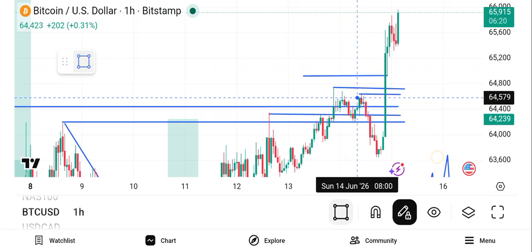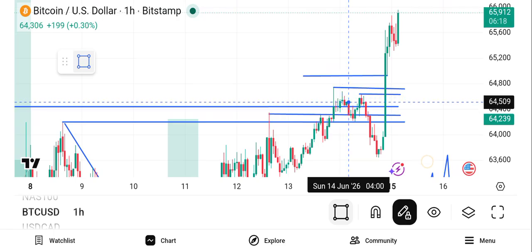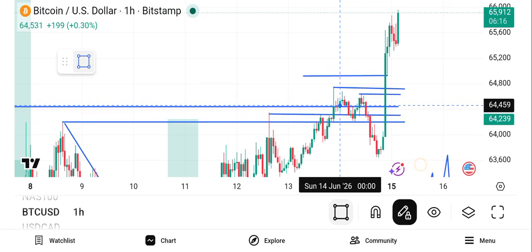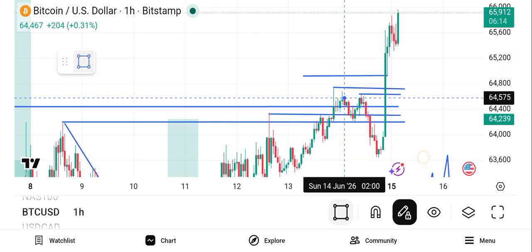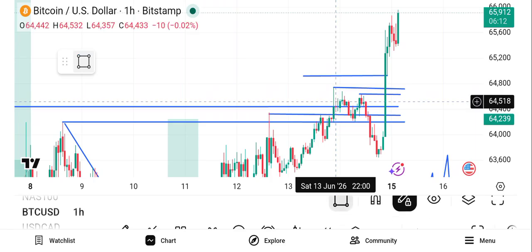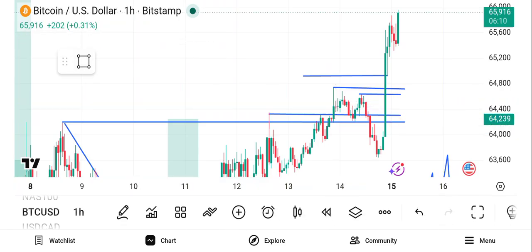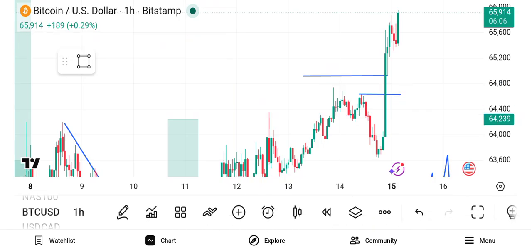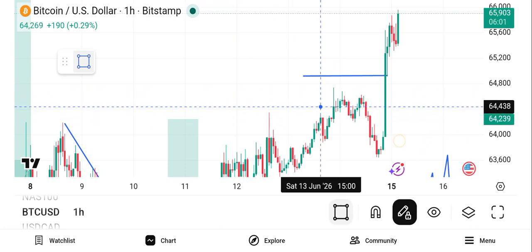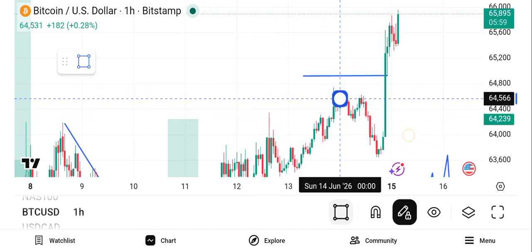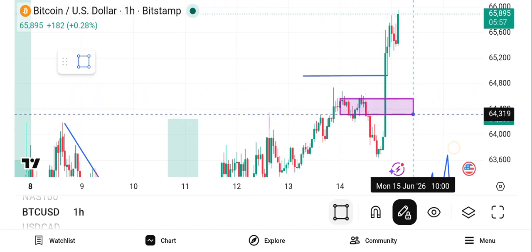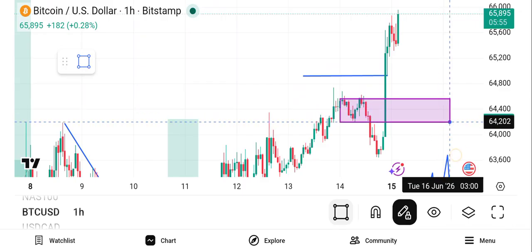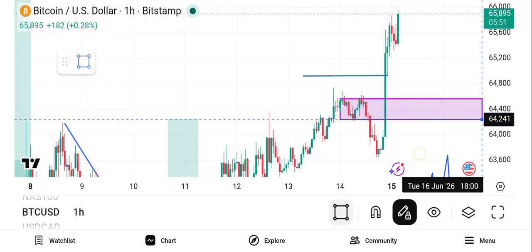Now, this breaker block here, you can see the body of this breaker and this breaker is joined together. Please permit me to delete these lines. I don't like my chart to be this dirty. So since this one is joined together, mark it out this way. Alright, mark it out this way.